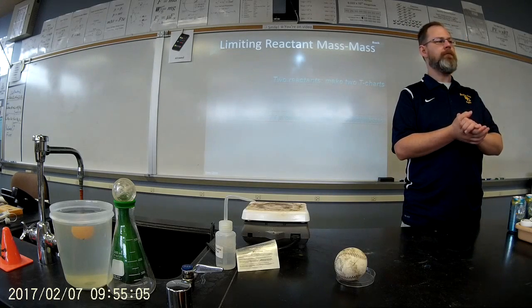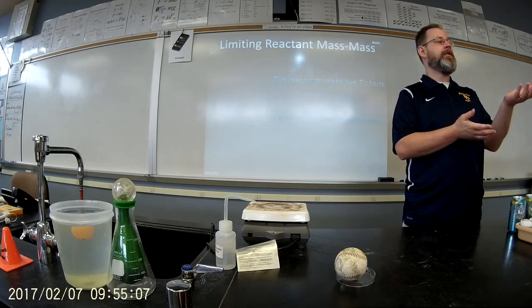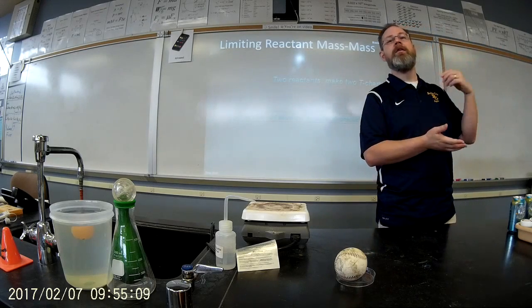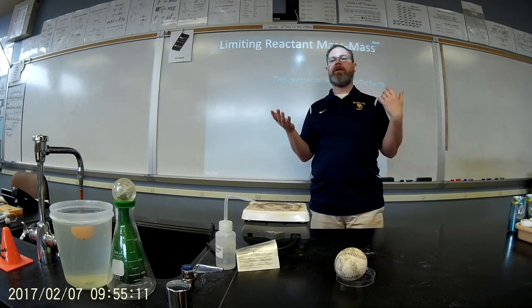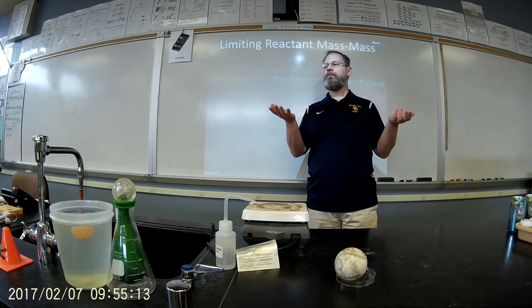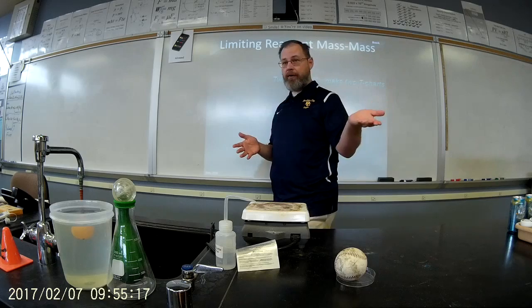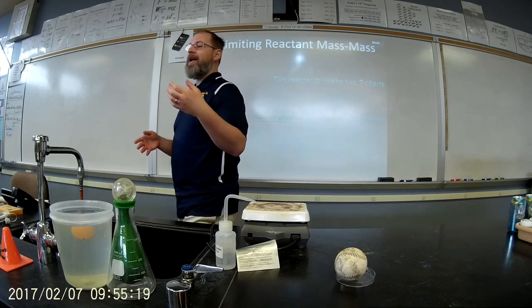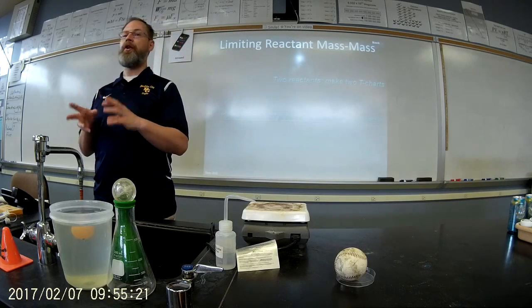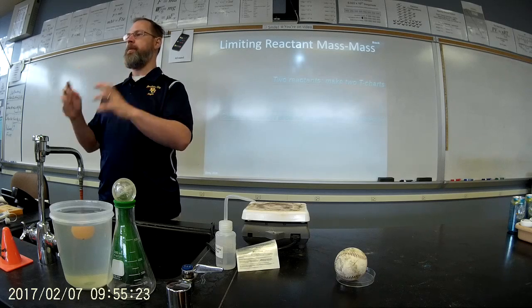There's not enough of it. Okay, there's not enough of it? What else? It'll run out faster. It's going to run out. Good. What else? There's only so much. So the limiting reactant is going to be the one that runs out first, and it's going to be the one that determines how much product we make.